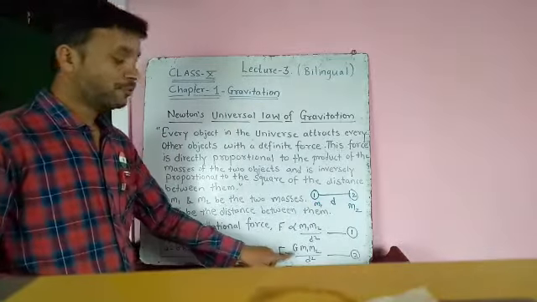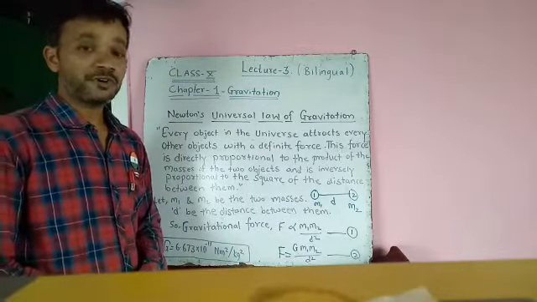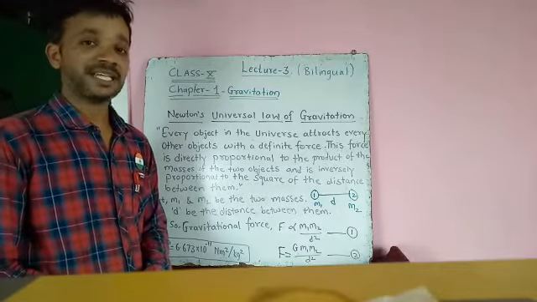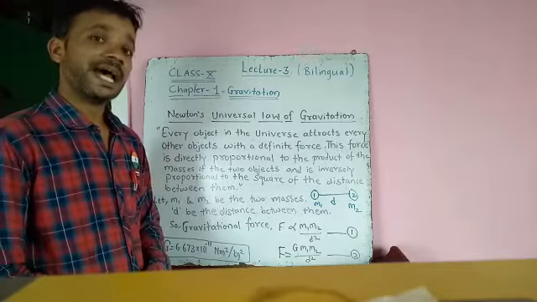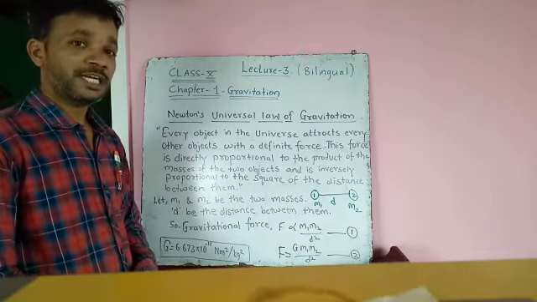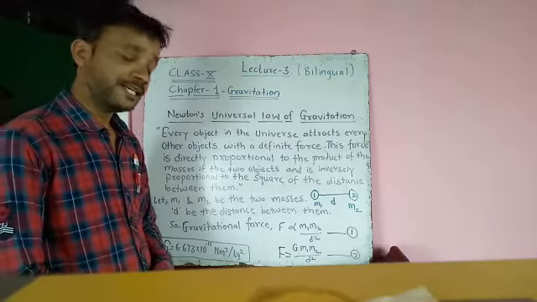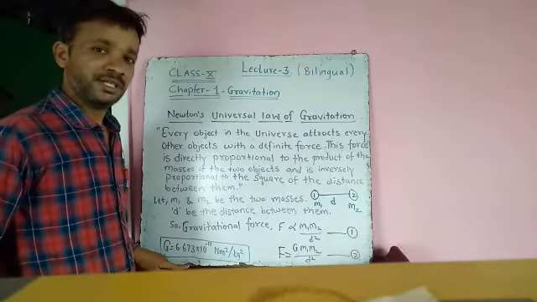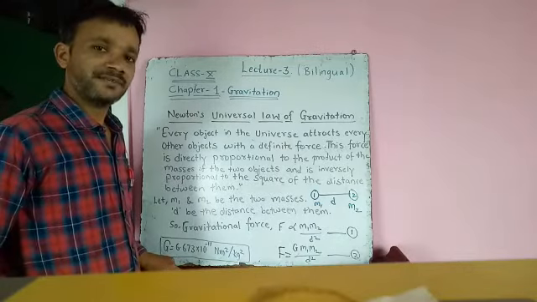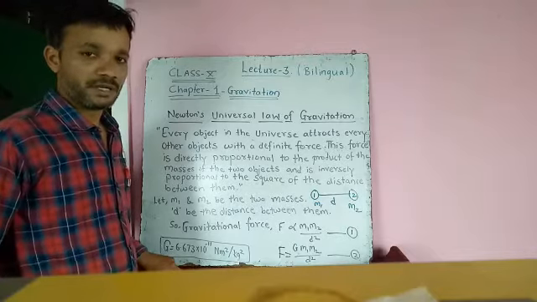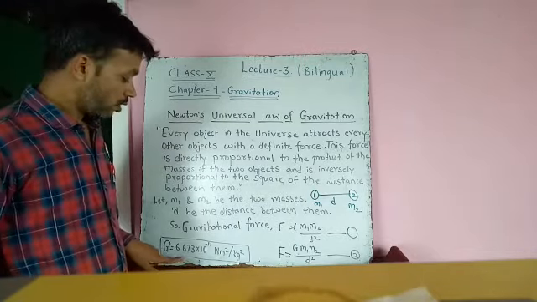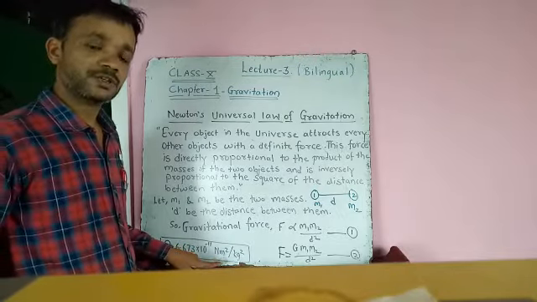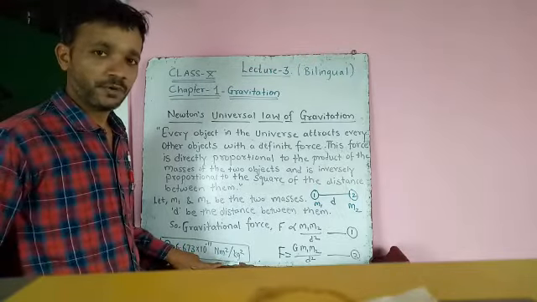By the way, it depends on your wish whether we use small d or small r. Also, the value of capital G is constant. It cannot change from place to place. It remains the same all over the world. And the value of capital G, the gravitational constant, is 6.673 into 10 power minus 11 Newton meter square per kg square. Along with the value, the unit of the gravitation constant is also very important.